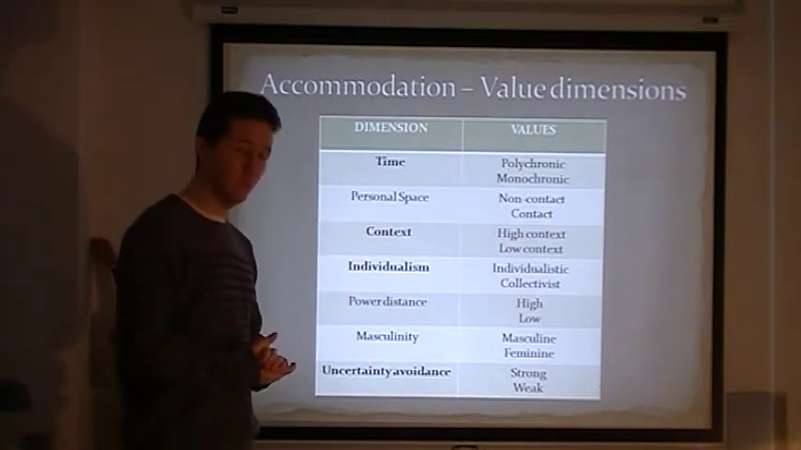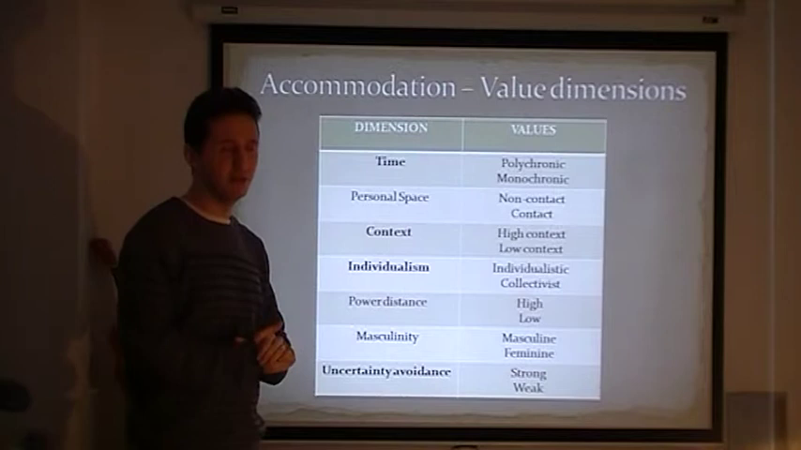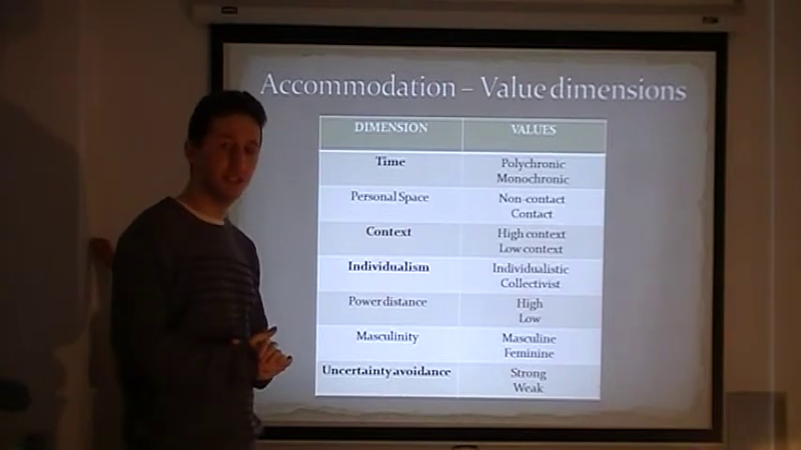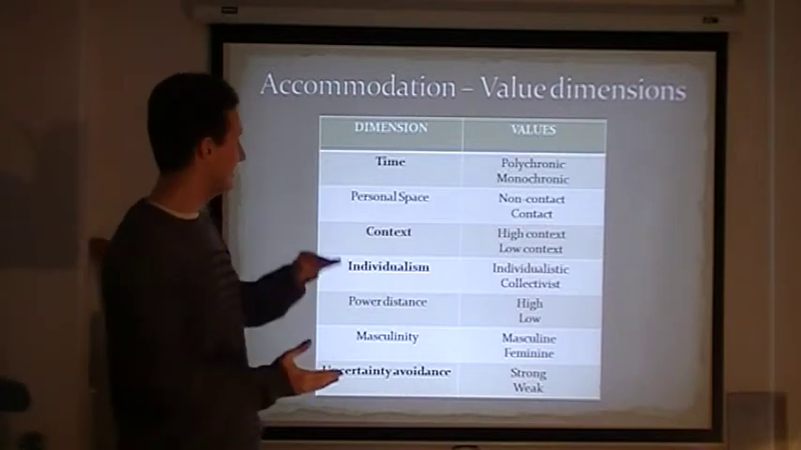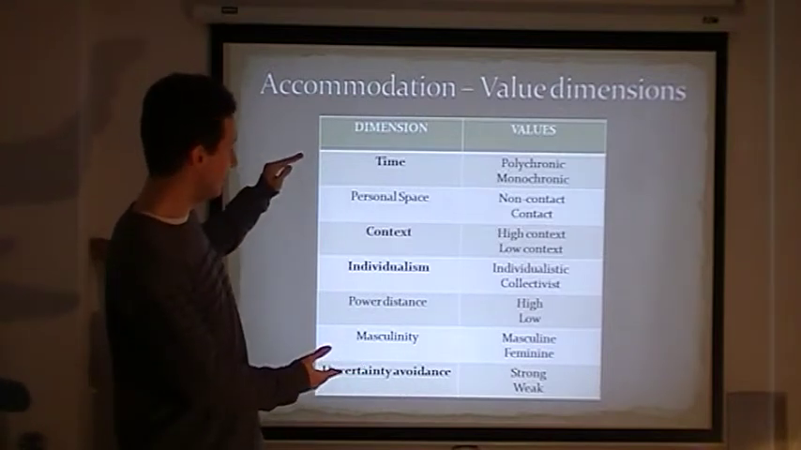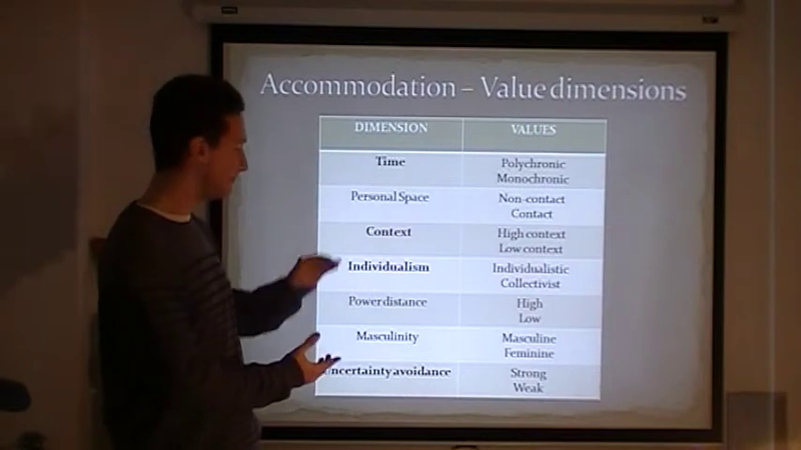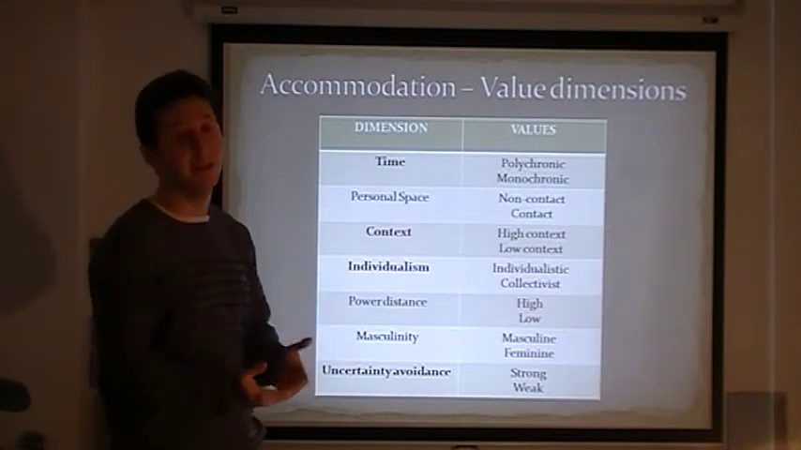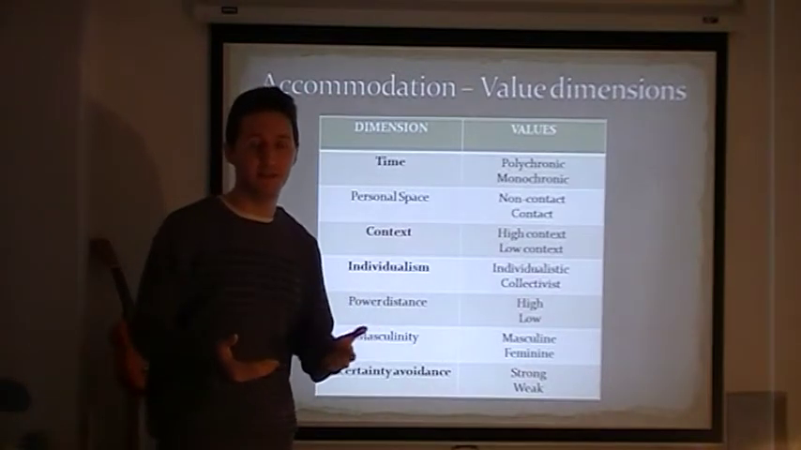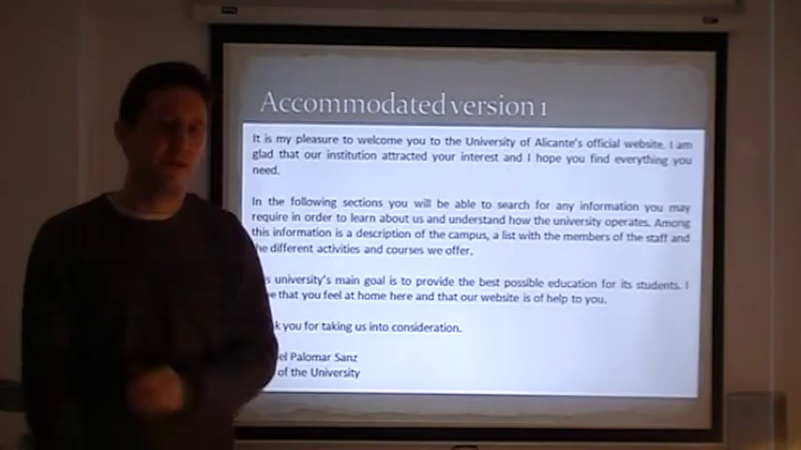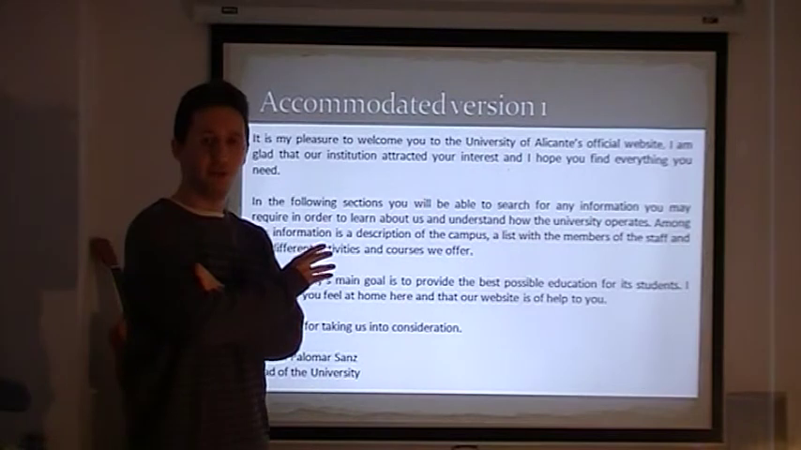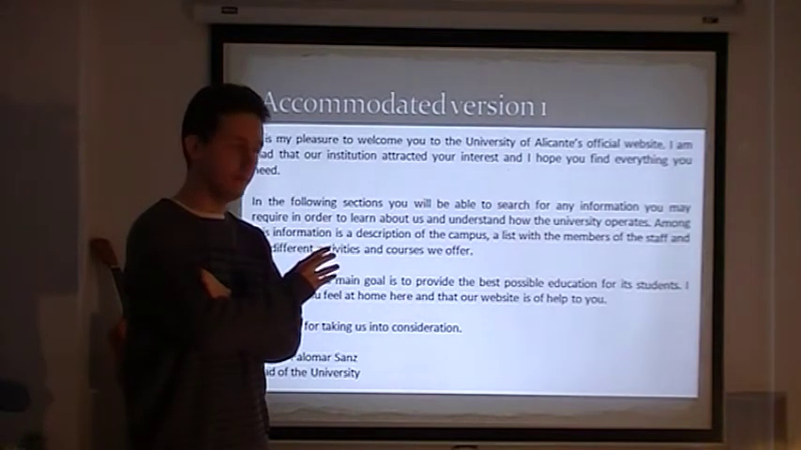And finally, another very relevant dimension in this exercise is uncertainty avoidance. And essentially it's equivalent to context in Hall's. So once again it refers to implicitness and explicitness. Now, here is my final version of the first text, the welcome message.